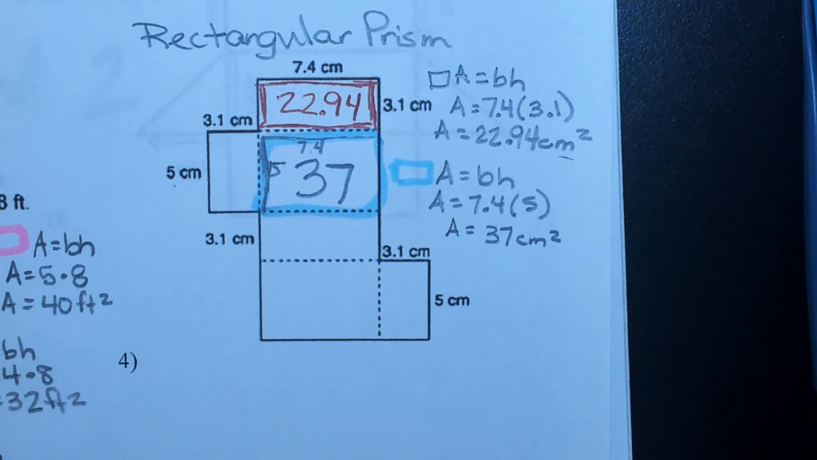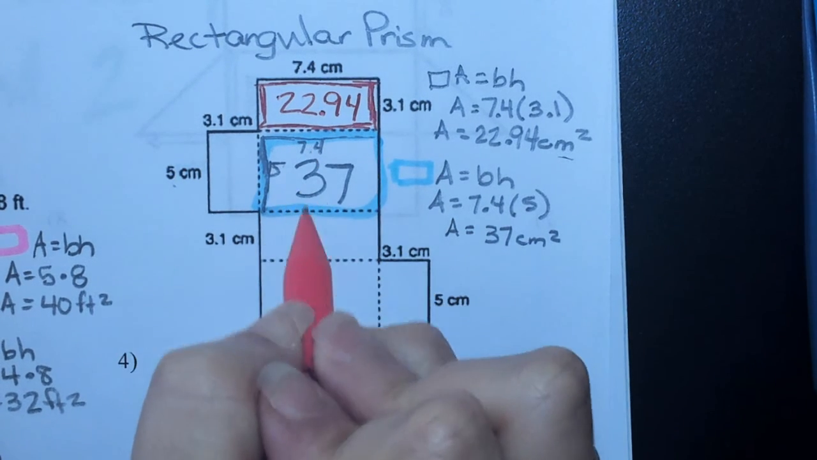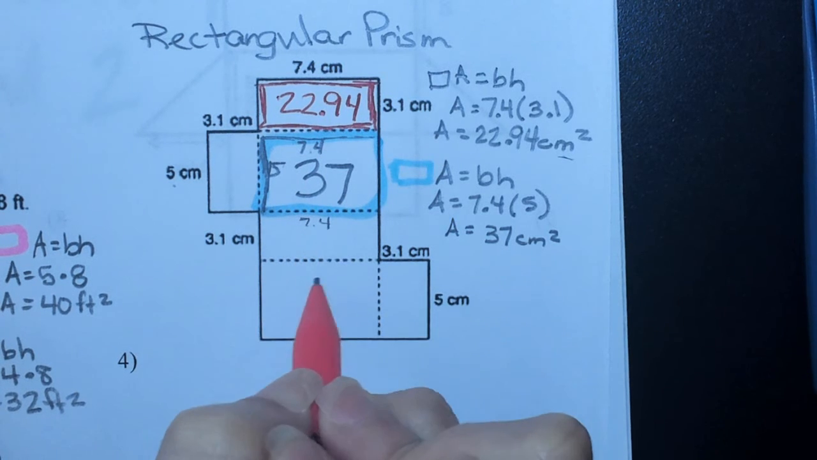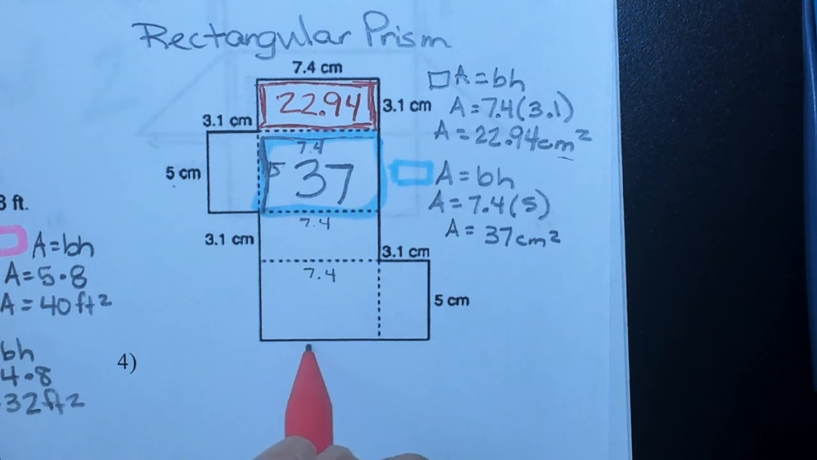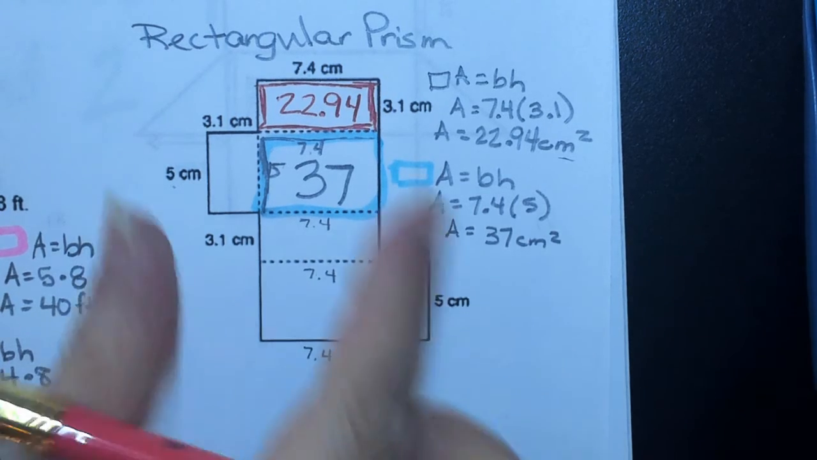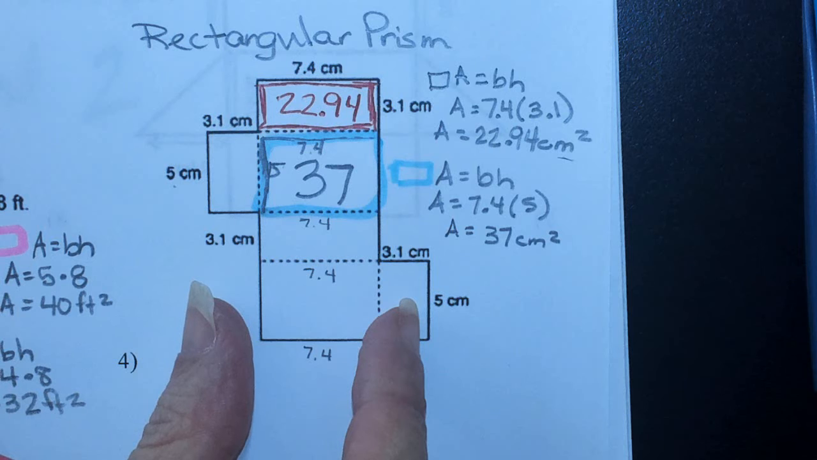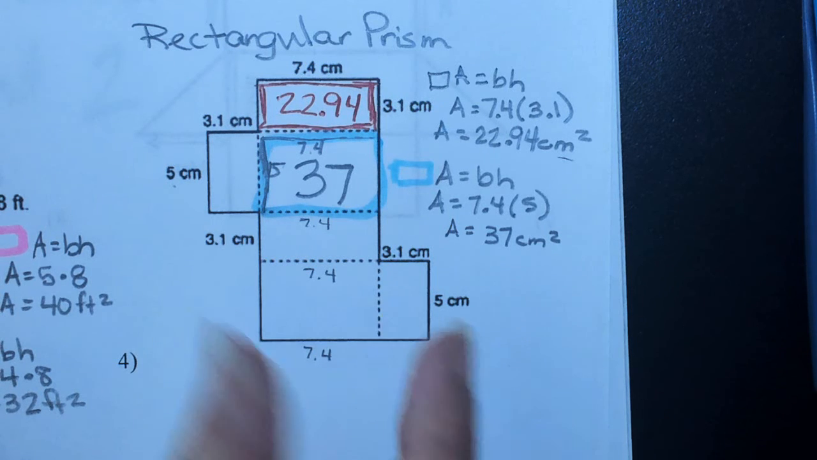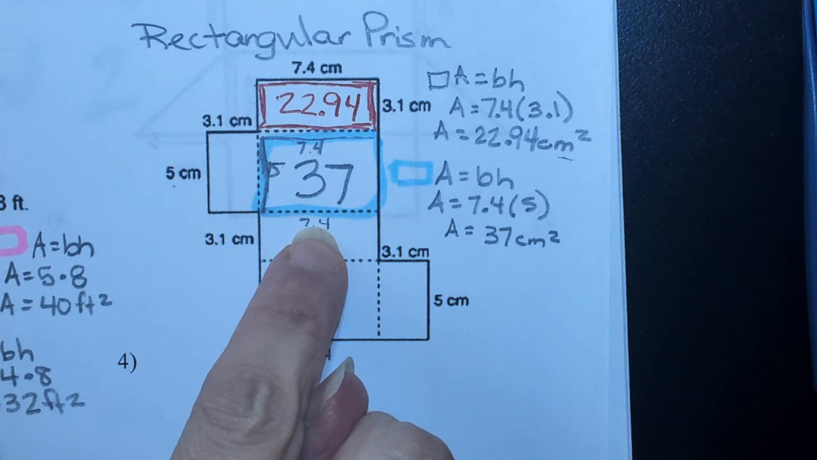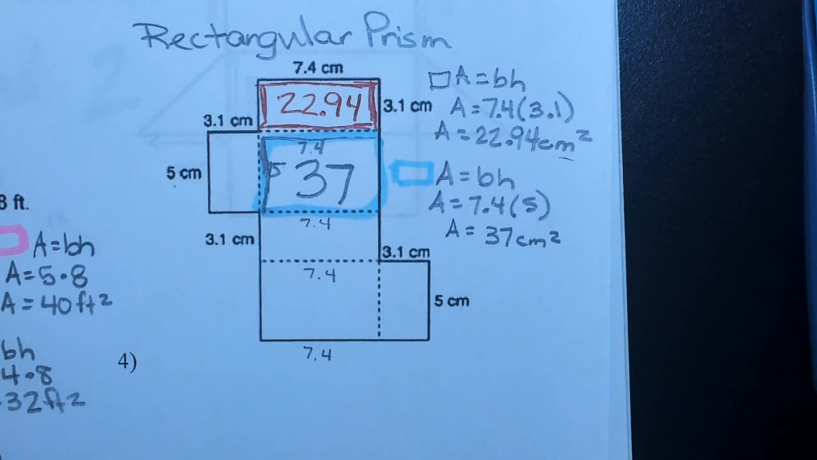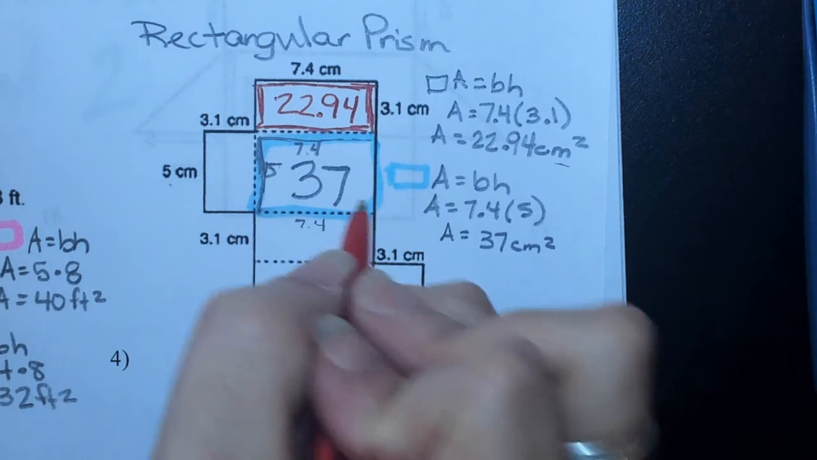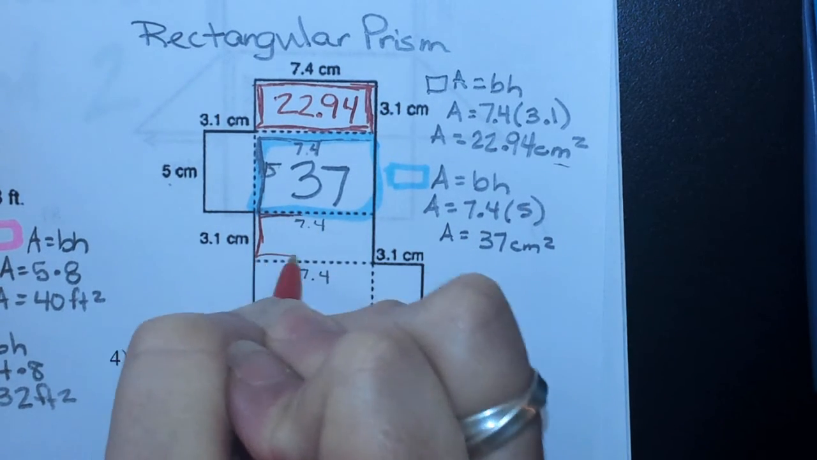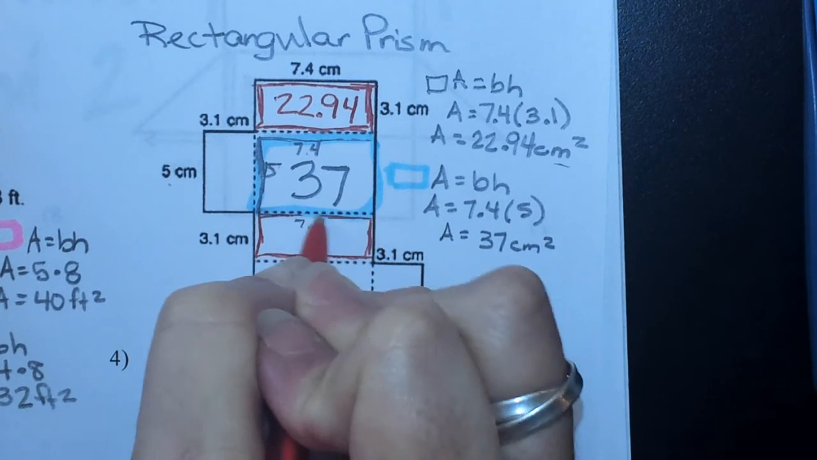Okay, now I'm going to kind of go to the next shape and pick it apart. Notice this. If this is 7.4, we know this is 7.4 all the way down, right? Because whatever it is here, it's going down. So this box is a 7.4 times 3.1. Have we already done that math? Yes. And it is 22.94.